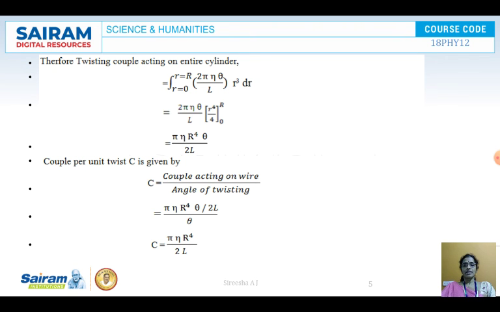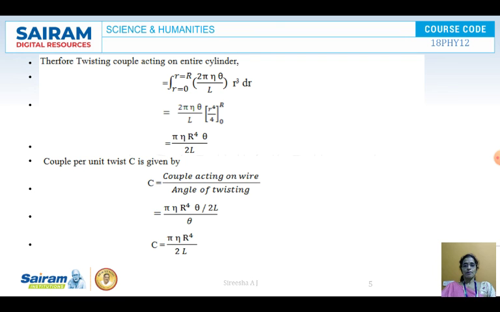So applying the limits and rearranging the terms, you get pi eta r to the power of 4 into theta by 2L. The couple per unit twist is given by C is equal to the couple acting on a wire divided by the angle of twisting. C is nothing but the couple acting on the wire per angle of twisting, and the angle of twisting is theta. Therefore, substituting, C is pi eta r power 4 theta by 2L divided by theta. Theta gets cancelled. So, the couple per unit twist is given by pi eta r power 4 by 2L.